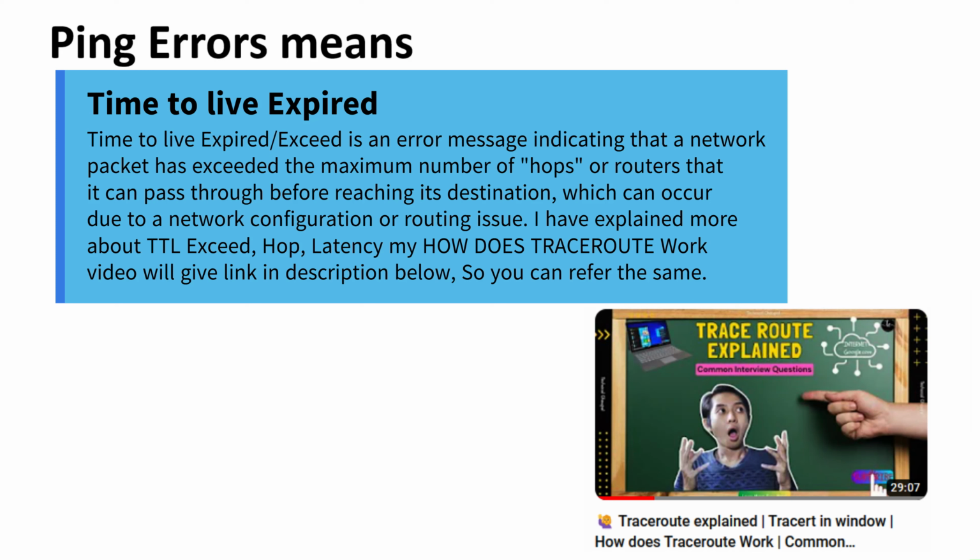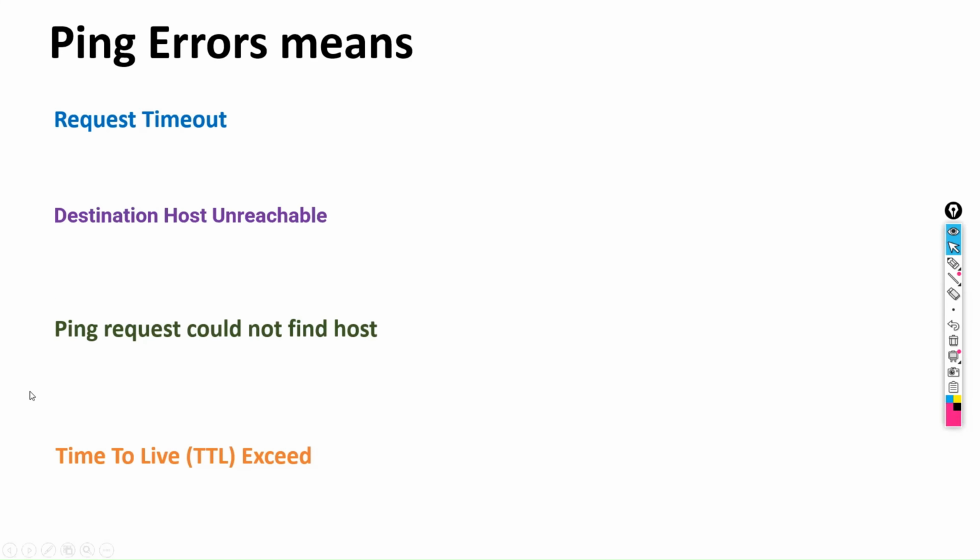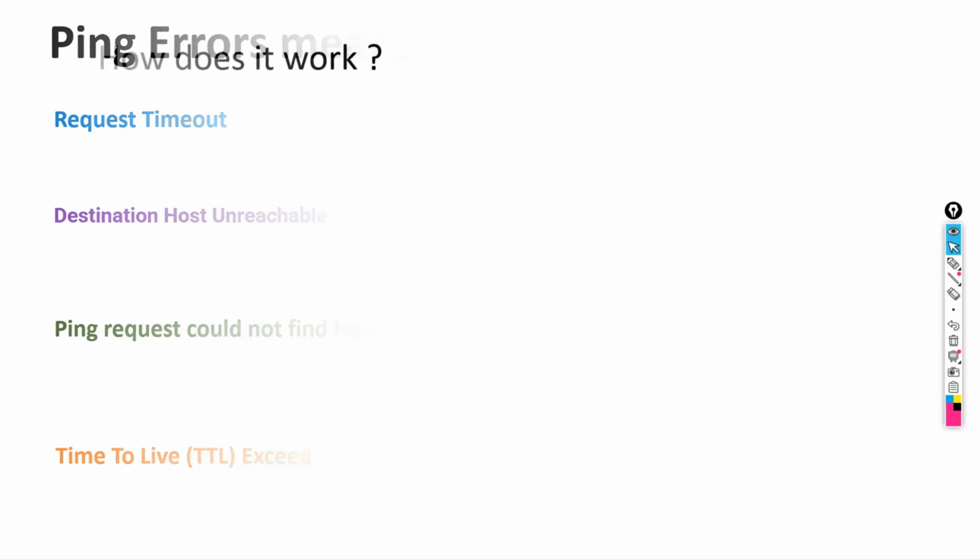So what we have understood so far is the request timeout, the destination host unreachable, the ping request could not find, and the time to live exceed. Now let's move on to how ping works, right? So far we understood that it uses ICMP, there are a couple of errors, and it uses echo request and echo response to make ping work. But now let's get into some scenarios where I will show you an example, okay?